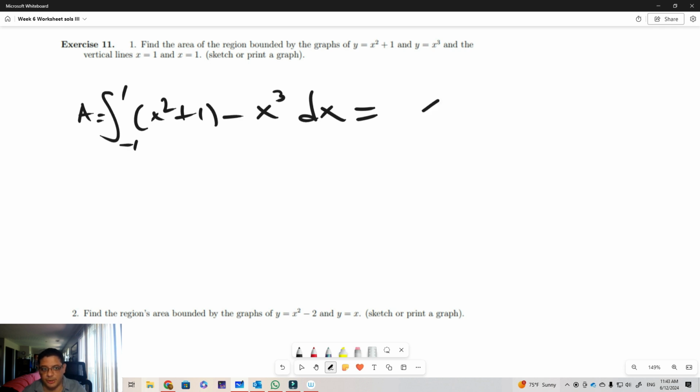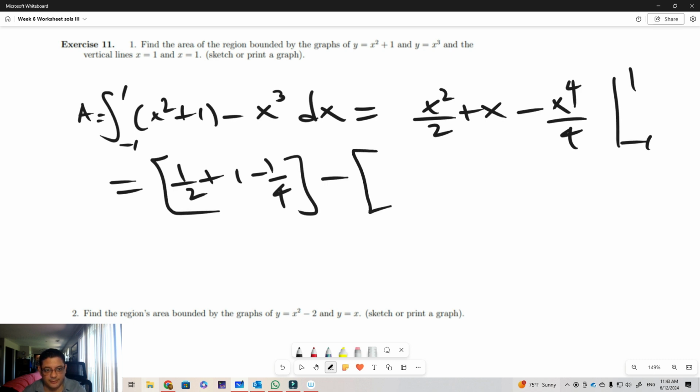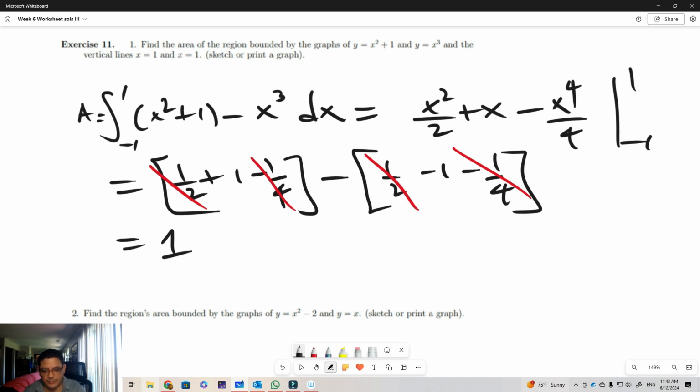So this is pretty much x cubed over 3 plus x minus x to the 4 over 4, between minus 1 and 1. And so plugging in 1, this is 1/3 plus 1 minus 1 over 4. And plugging in minus 1, this is just going to be minus 1/3 minus 1 minus 1 over 4. So there are certain numbers that are going to cancel each other. This minus 1 over 4 is going to cancel with this one. However, notice that this 1 is going to survive, and is going to survive with this plus 1 here. So this whole area is going to be equal to 2.